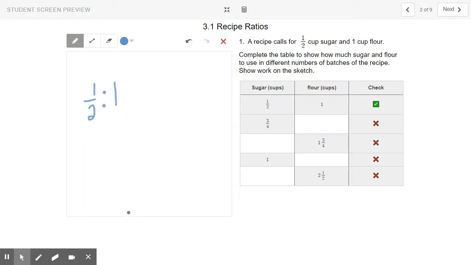Okay. We could also draw some pictures. So we know that for every 1 cup of flour, I'm going to make this whole bar be the flour, and that is 1 cup. So this stands for 1 cup of flour. We know that this 1 cup of flour is actually made up of 1/2 a cup of sugar. Okay, so there's lots of different ways we could think of this.